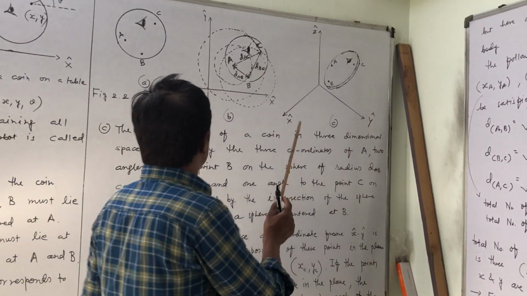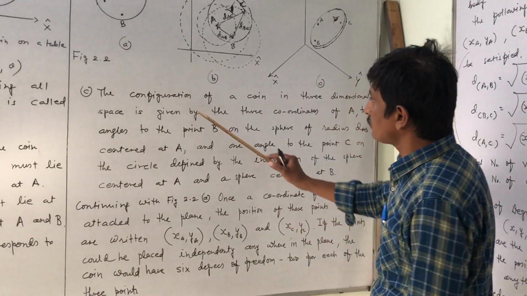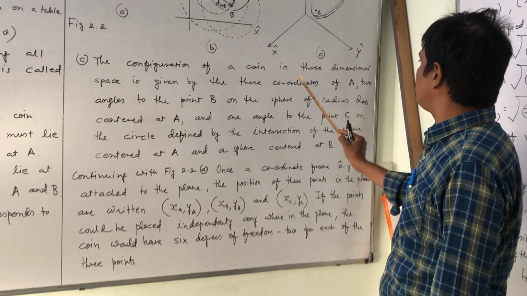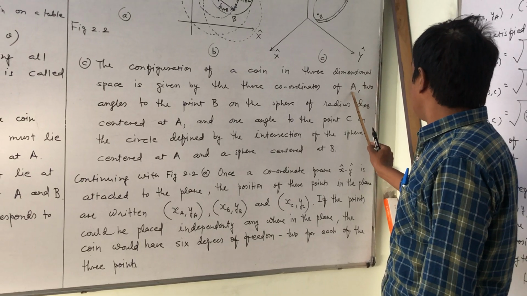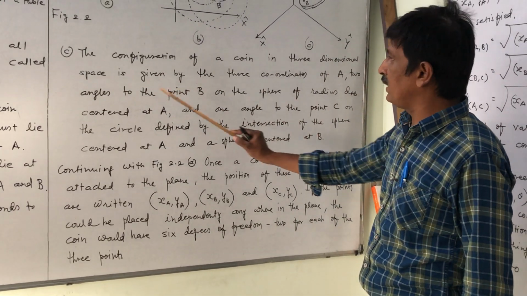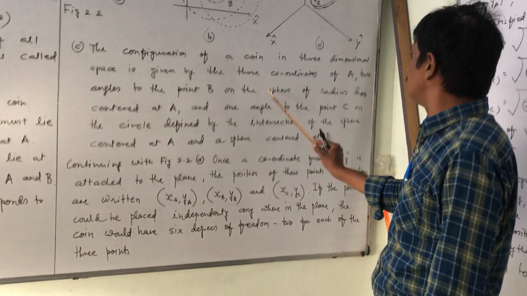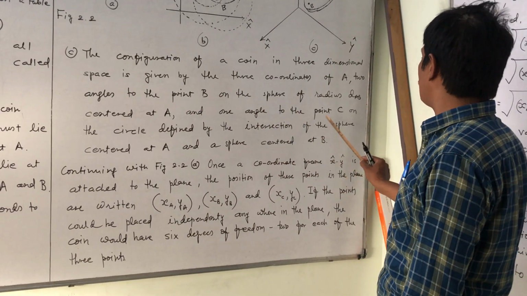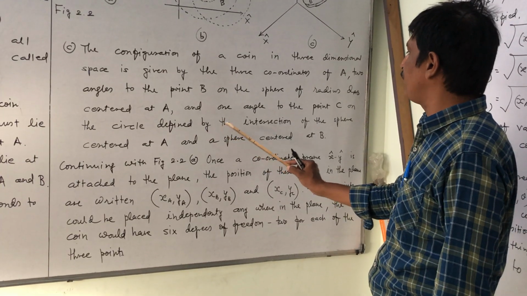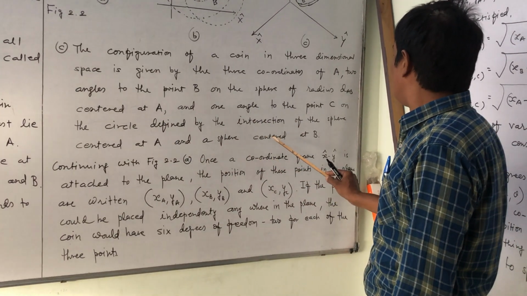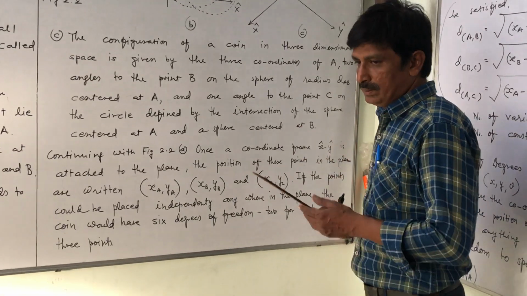Now, the configuration of the coin in 3-dimensional space is given by the 3 coordinates of point A, and 2 angles to the point B on the sphere of radius DAB centered at A, and 1 angle to the point C on the circle defined by the intersection of the two spheres centered at A and the sphere centered at B.